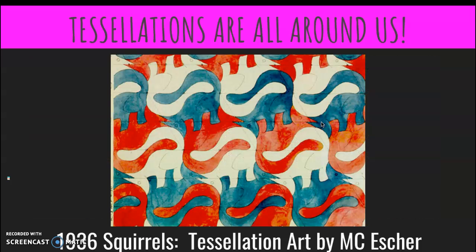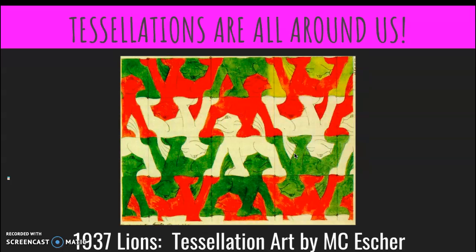Tessellations also show up in artwork. And this one is by M.C. Escher, and this is called 1936 Squirrels. And you can see how he has the design of these squirrels tessellating throughout his piece of artwork. And same here with the lions. Very cool. And you can see here it flip-flops a little bit. So like the lion's head is here, over here. And we'll get into this a little bit more later in the week, the different types of tessellations, or different ways that you can tessellate shapes, rather.